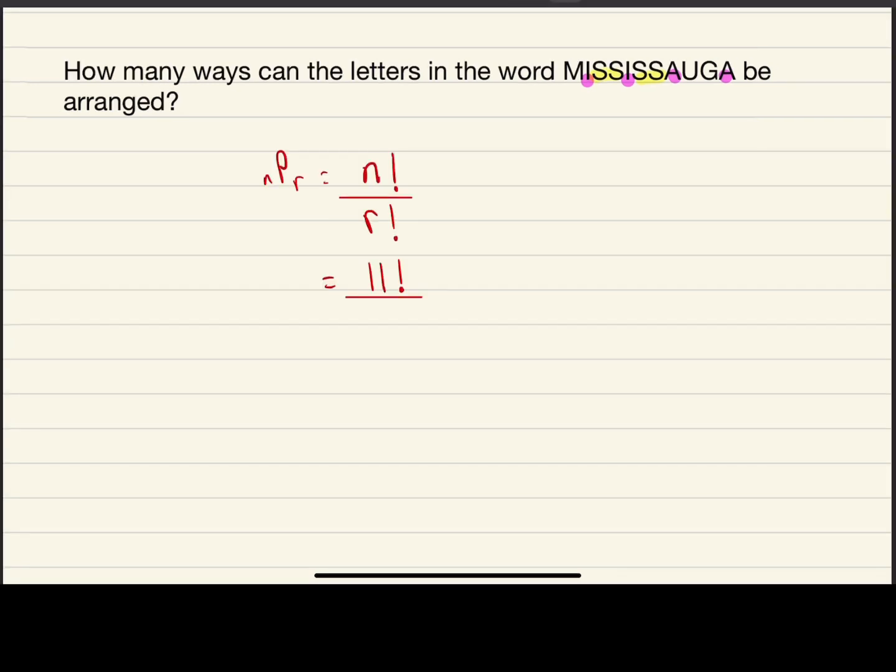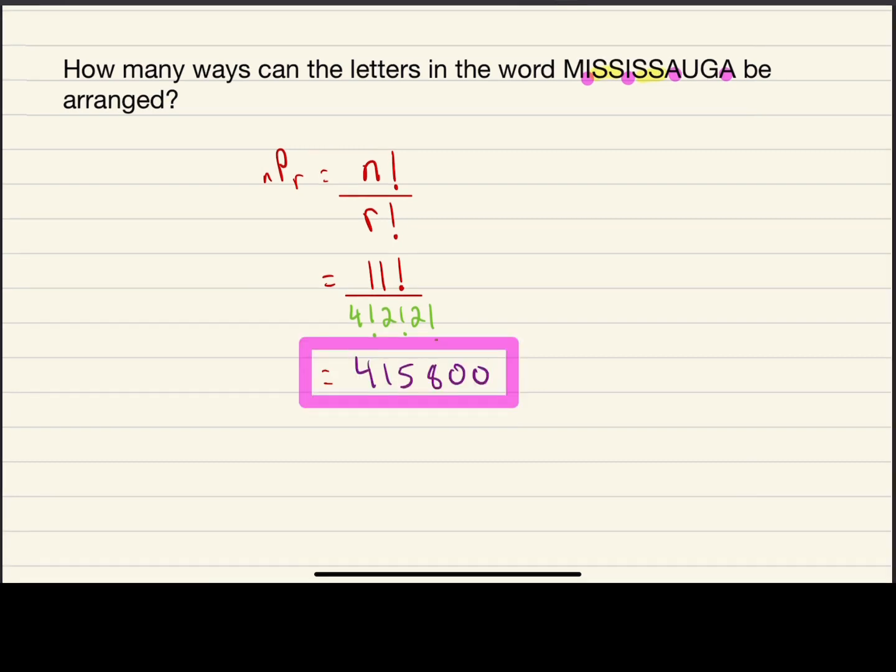So the number of letters in this entire set is 11, so it'll be 11 factorial. And now, there are 4 repeats of S, there are 2 repeats of I, and 2 repeats of A. And so, we go 11 factorial over 4 factorial times 2 factorial times 2 factorial. And then when you plug this into your calculator, you should get the following. And that would leave us with about 415,800 ways that the letters Mississauga can be rearranged.